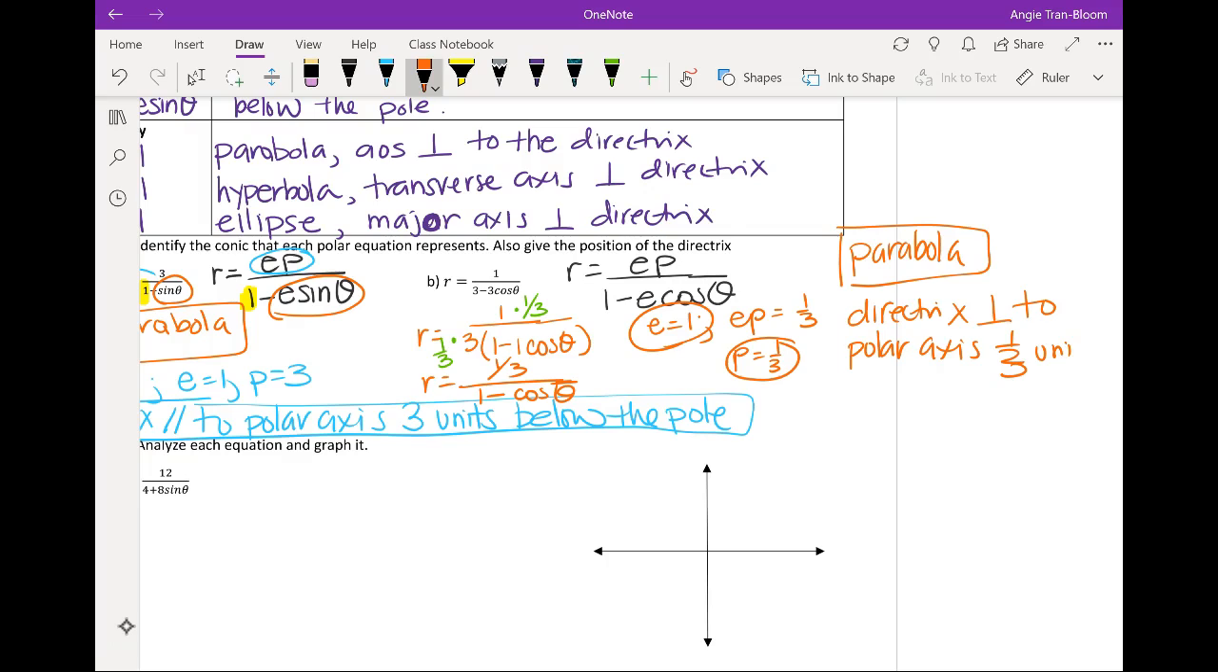1/3 units. Left or right? Left. Okay. Over of what? Pole, right?